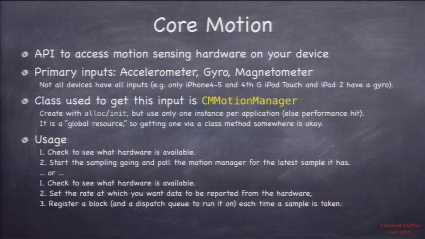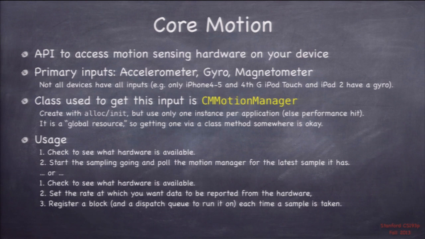So how to use the Motion Manager? Just like with Location Manager, you check to see what hardware is available. Then you have two choices for how you want to do it. You can set some sampling going and then poll the Motion Manager, okay? What's the current acceleration due to gravity in these three directions, for example? Polling we don't like. I have a slide on that, but I'm going to blast right by it because polling is not as good as the second way.